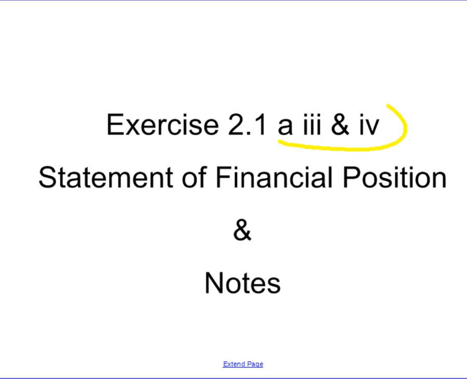Now we're going to look at part 3 and 4 of A, and here we're going to do the statement of financial position, which was part 3, and then the notes. Here I'm going to be a bit of a cheat, and I'm going to go through the UNISA solution. I want you to get used to marking from their solution.